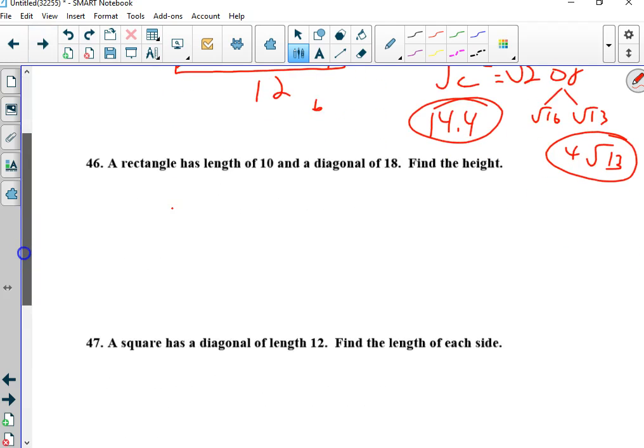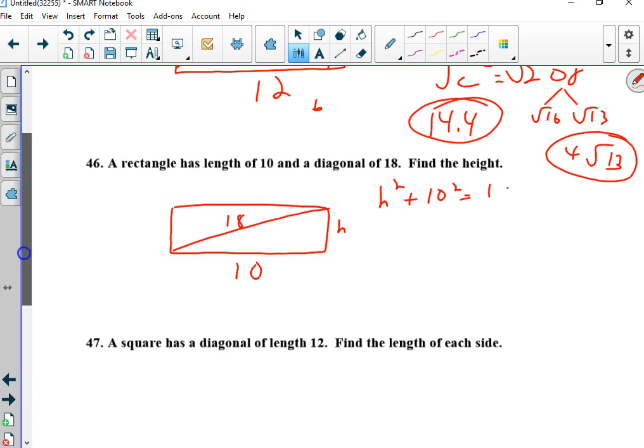A rectangle has a length of 10, a diagonal of 18. Find the height. Same problem, except this time we don't know one of the sides. 8 squared plus 10 squared equals 18 squared. 8 squared plus 100 equals 18 squared, which is 324. Subtract 100. Don't forget this, it's subtracting. 8 squared equals 224.